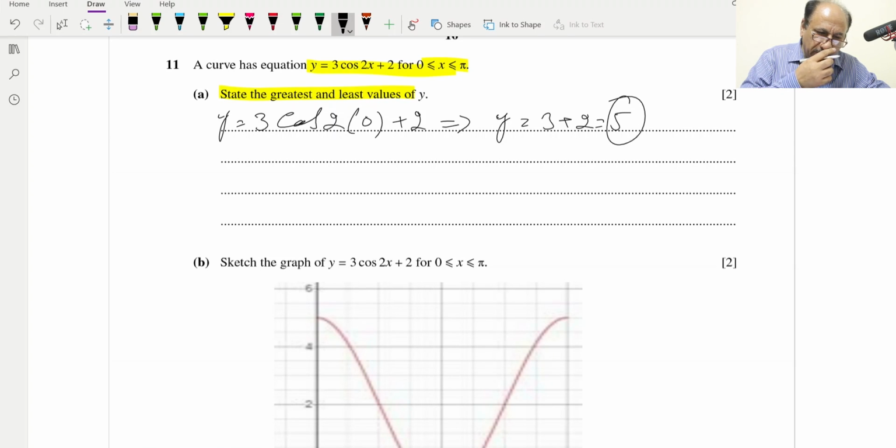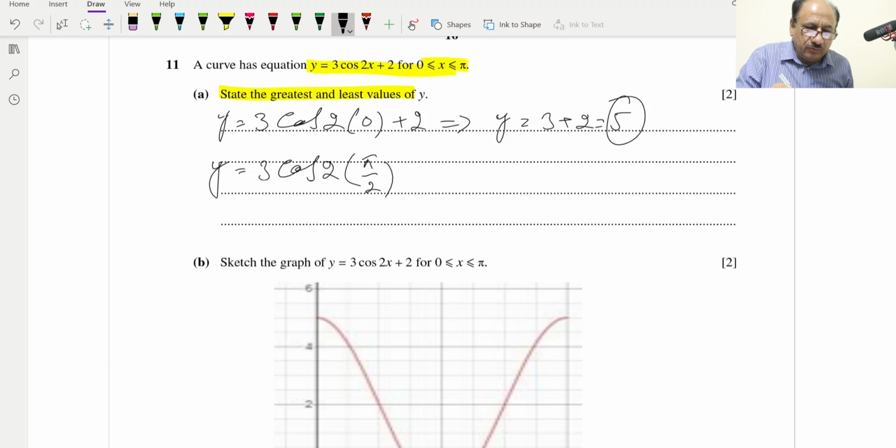So the maximum value can be 5. For the other value, y is equal to 3 into cos of 2 into pi by 2, which will be the minimum, so cos of pi is minus 1, plus 2. This will give us y is equal to minus 3 plus 2, which is equal to minus 1, and this will be our minimum value. Hopefully you got this.